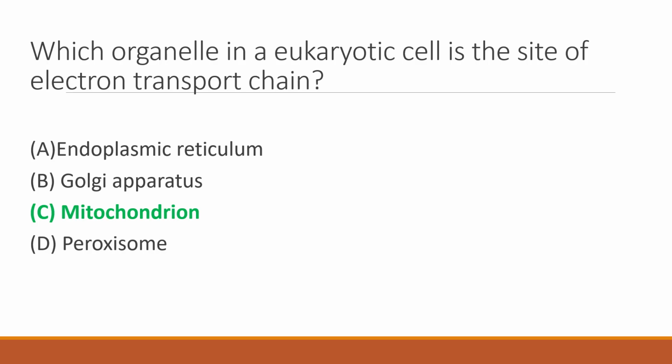Next question is, which organelle in eukaryotic cell is the site of electron transport chain? Which organelle in a eukaryotic cell is the site of electron transport chain? Very basic question, but you must remember all the kinds of metabolic activities, which are happening in which part of the cell. So here see the four options. Option A, endoplasmic reticulum. Option B, Golgi apparatus. Option C, mitochondrion. Option D, peroxisome. The correct answer is the mitochondrion.